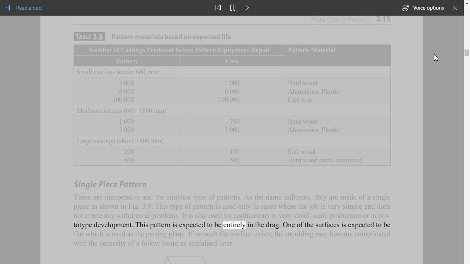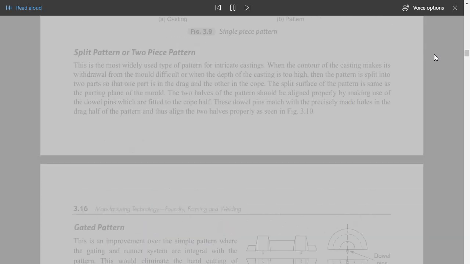This pattern is expected to be entirely in the drag. One of the surfaces is expected to be flat, which is used as the parting plane. If no such flat surface exists, the molding may become complicated with the necessity of a follow board as explained later. A. Casting. B. Pattern. Fig. 3.9 Single piece pattern.